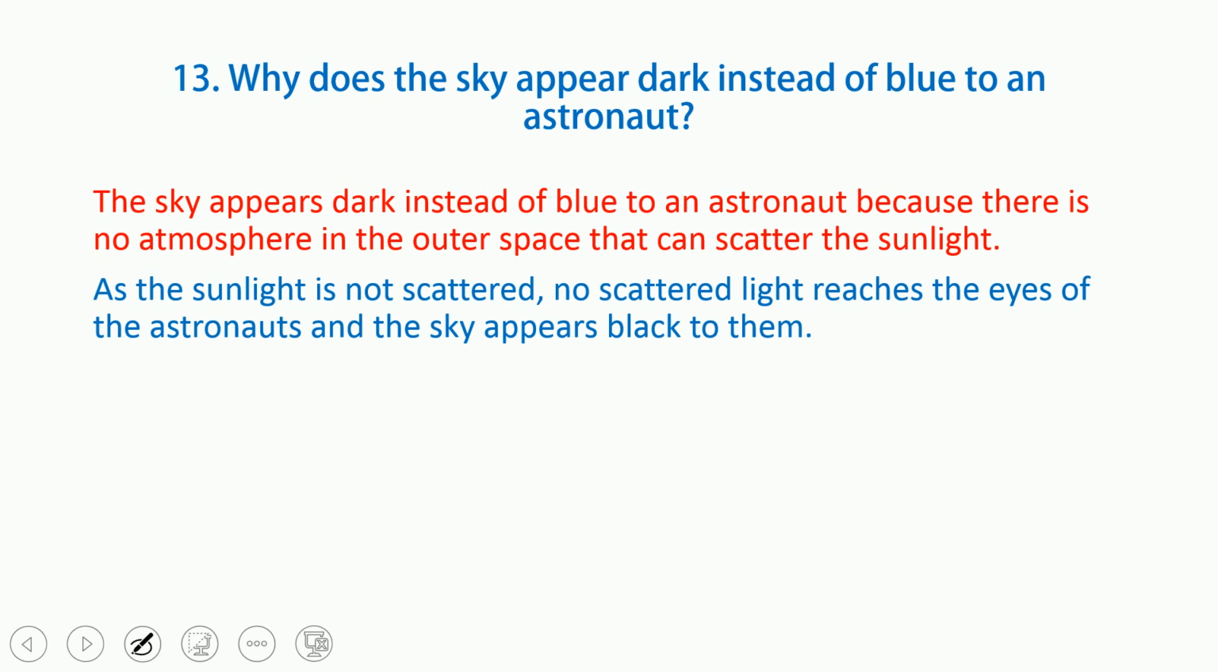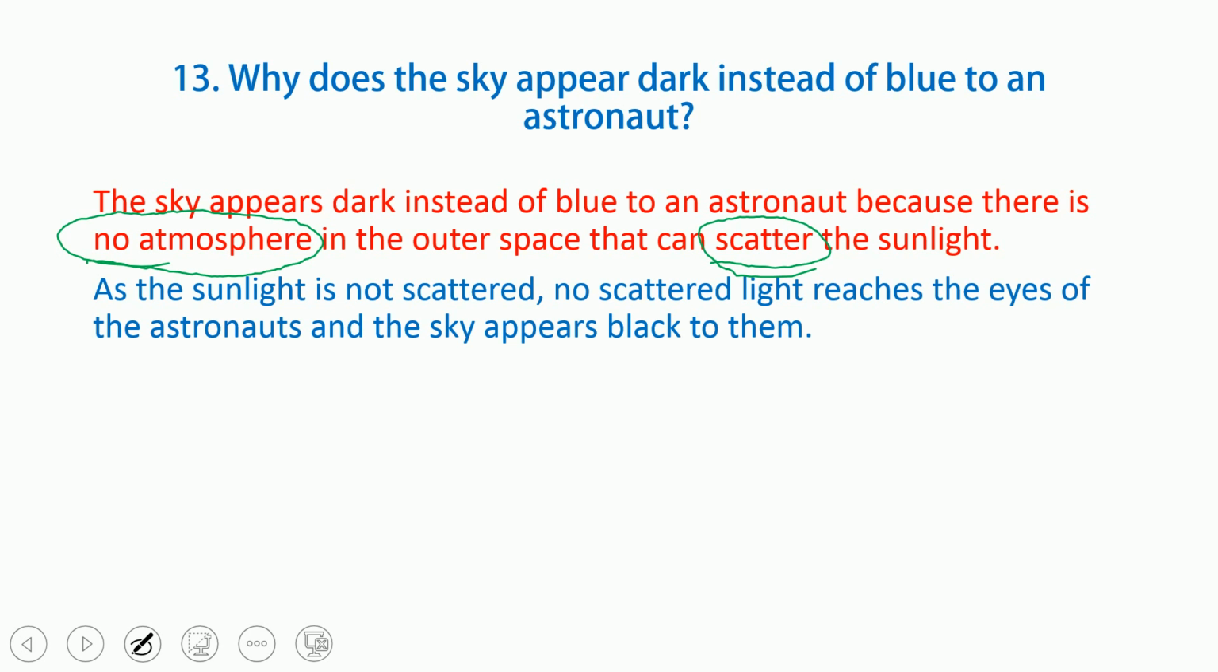In space, where you are going, you will see everything dark. There is no blue or anything like that. The sky appears dark instead of blue to an astronaut because there is no atmosphere. Yes, the answer is that only. What is the answer? No atmosphere in the outer space that can scatter the light. So there is no atmosphere, therefore no scattering.